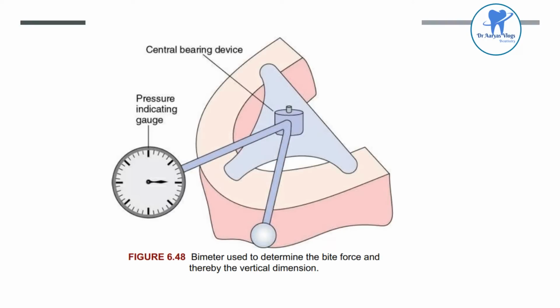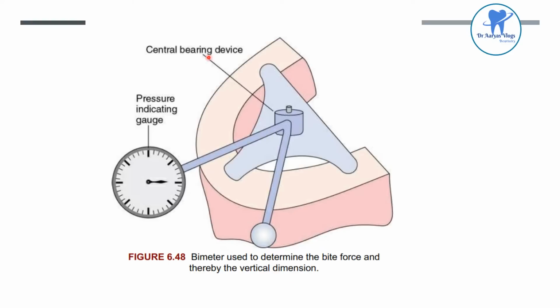Coming to the bimeter method, that is the power point method by Booth, in 1940 he demonstrated that the maximum biting force in an individual is registered at vertical dimension at rest. Here it is attaching a pressure indicating gauge, which displays the biting pressure, to a central bearing plate. Here it is the central bearing device, with the central bearing plate and screw on the occlusal rims.